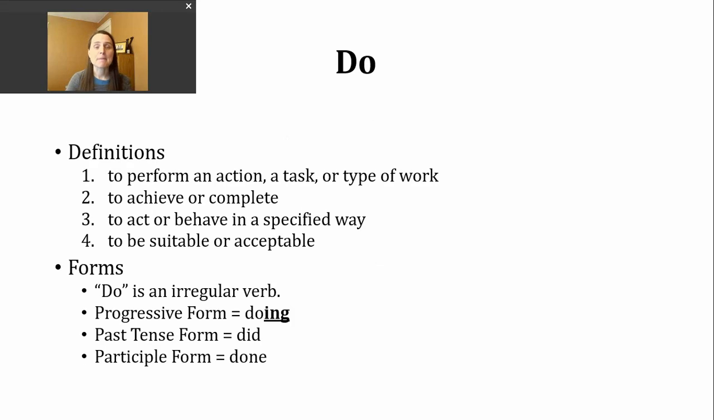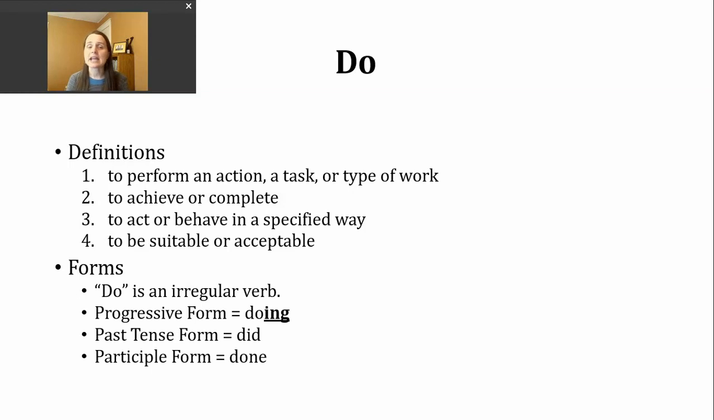So let's begin by doing a quick review of some of the common ways in which speakers and writers use the verb do. The first way you'll hear the verb do used is to mean to perform an action, to perform a task, or to perform some type of work.